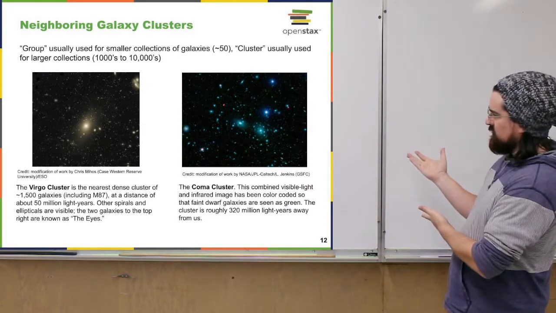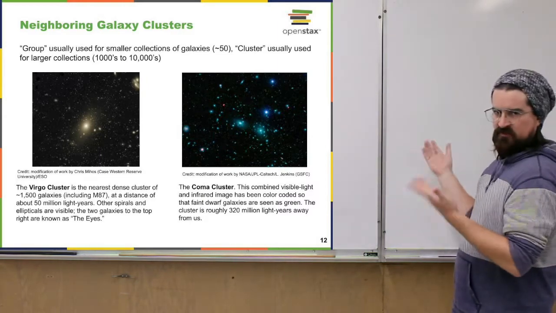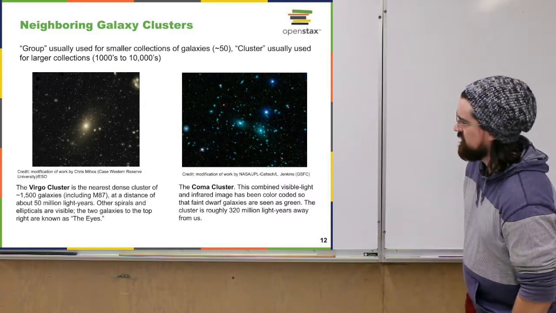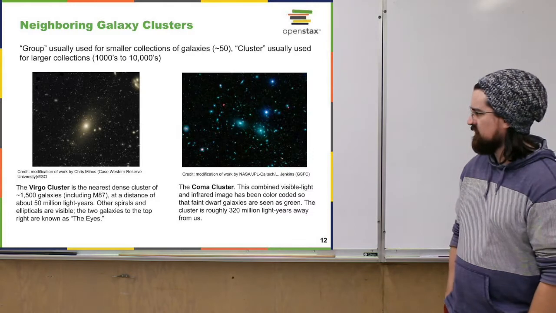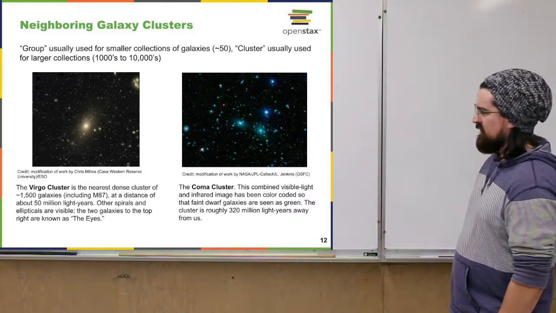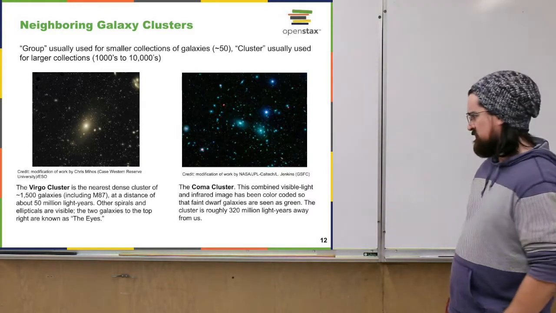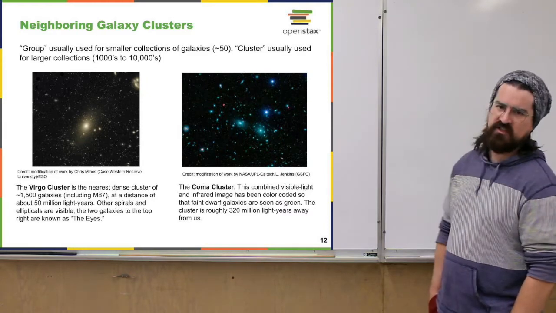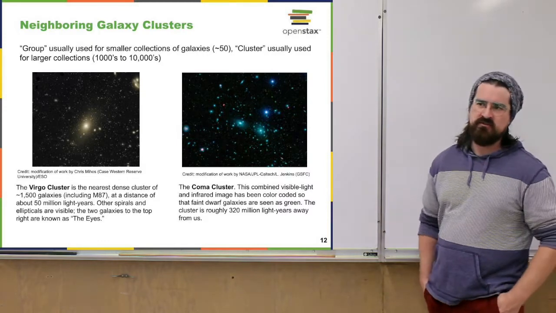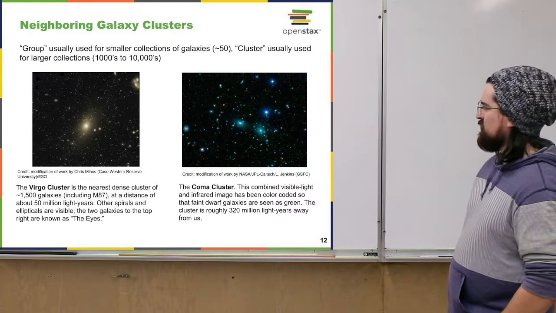That said, here's some pictures of some clusters of galaxies, groupings of galaxies that are relatively nearby us. On the left is the Virgo cluster, which includes our favorite M87 elliptical galaxy. The Virgo cluster has about 1,500 galaxies overall, and it's about 50 million light years away from us. So 50 million, that's like 20 times as far as Andromeda is. The other cluster here is known as the Coma cluster.